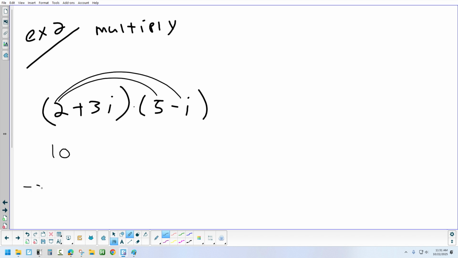Negative 2i. What about 5 times 3i? 15i. So I'm just doing this off to the side. What's negative 2i plus 15i? 13i. Now the last part, let's be careful.